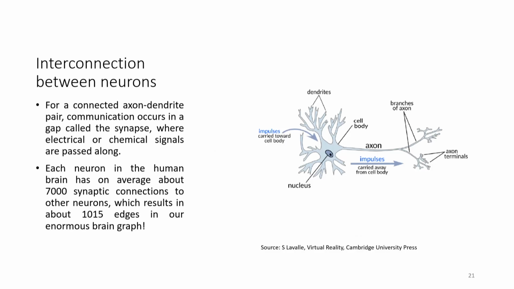For a connected axon dendrite pair, communication occurs in a gap called the synapse, where electrical or chemical signals are passed along. Each neuron in the human brain has on average about 7,000 synaptic connections to other neurons, which results in about 10-15 edges in our enormous brain graph.